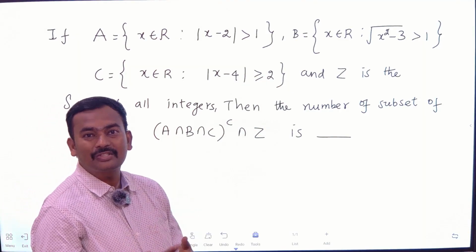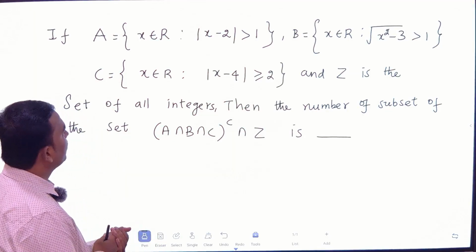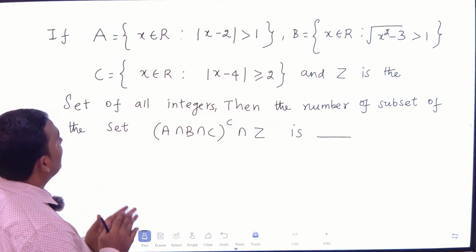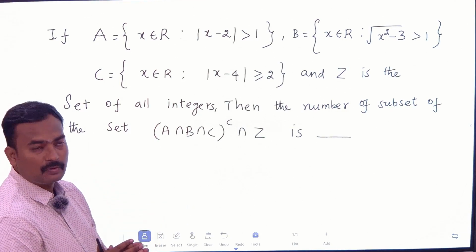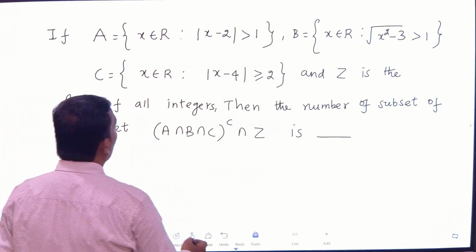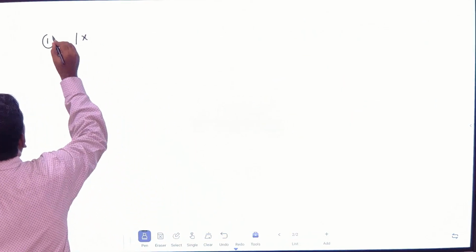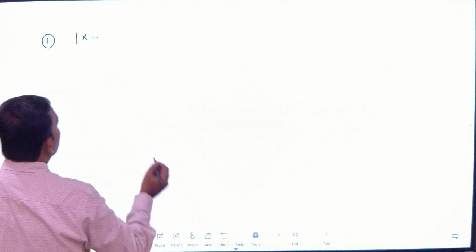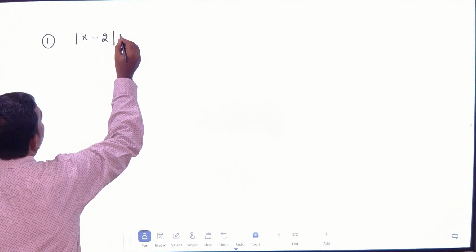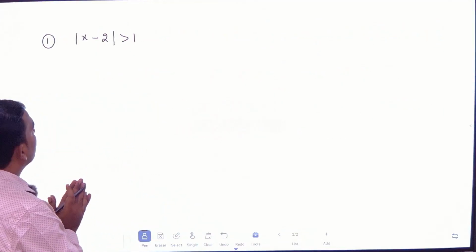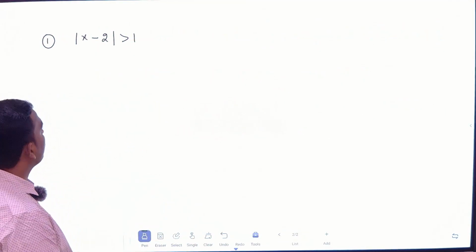How many integers are common? You have to collect them, right? First, let us understand step by step how to find the elements of each of the sets. First, let's take mod x minus 2 strictly greater than 1, right? Okay, fine. Then how to find the x value?